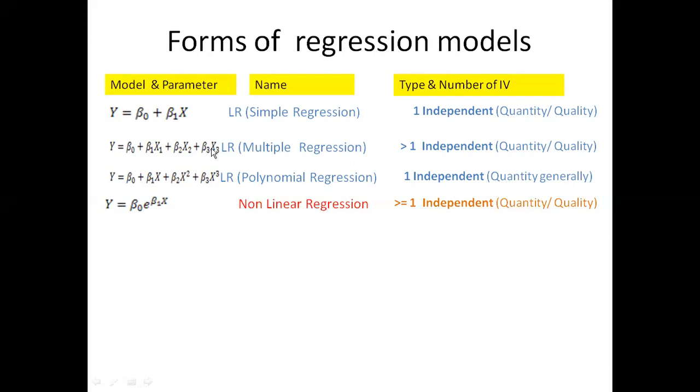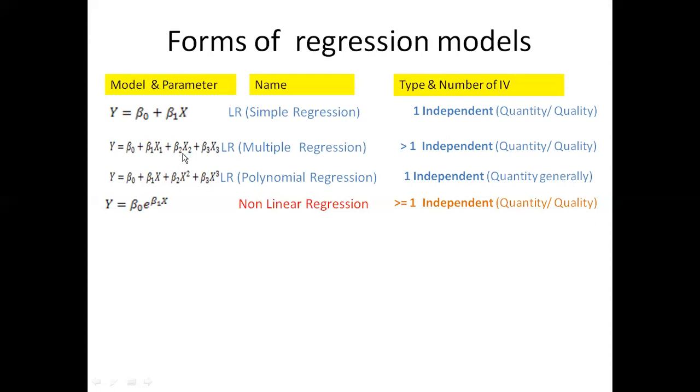Here, there is another model. Y is equal to beta naught plus beta 1 x1 plus beta 2 x2 plus beta 3 x3. So here there are x1, x2, x3, three variables which are supposed to be affecting y linearly. Now, the number of independent variables in this model is more than one. Hence, this model is called multiple regression.